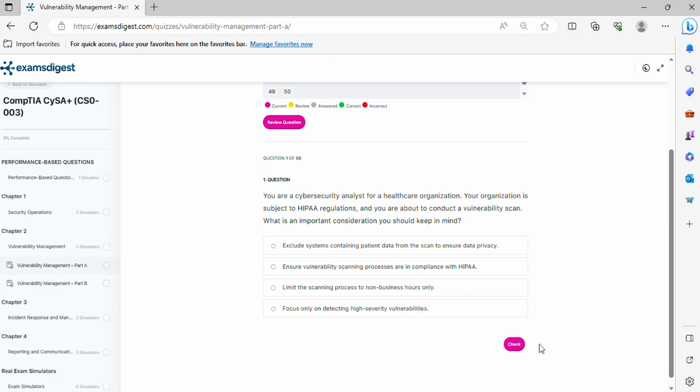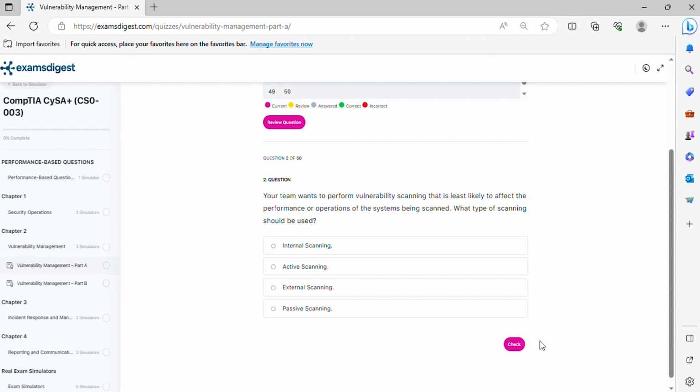Question 1. You are a cybersecurity analyst for a healthcare organization. Your organization is subject to HIPAA regulations, and you are about to conduct a vulnerability scan. What is an important consideration you should keep in mind?